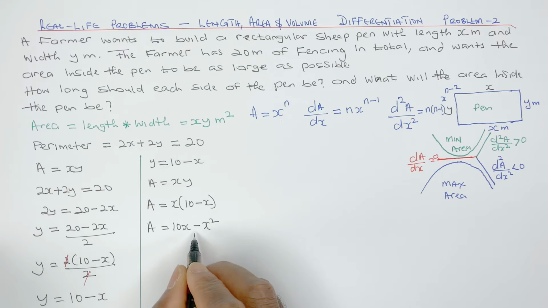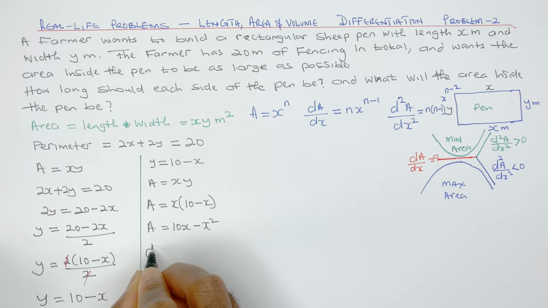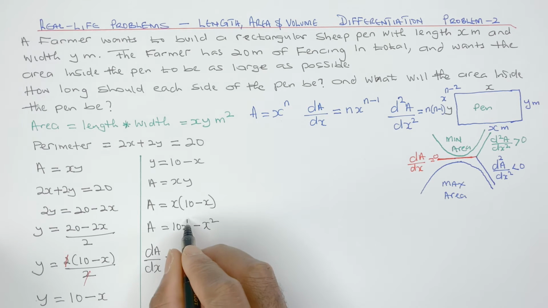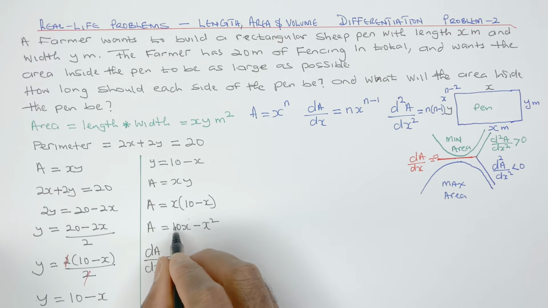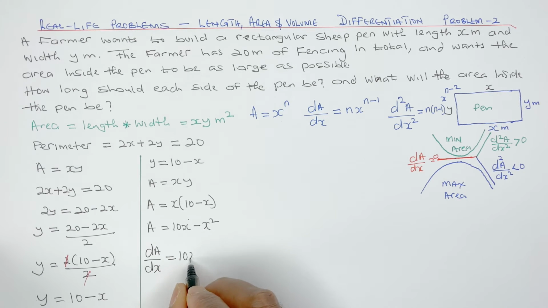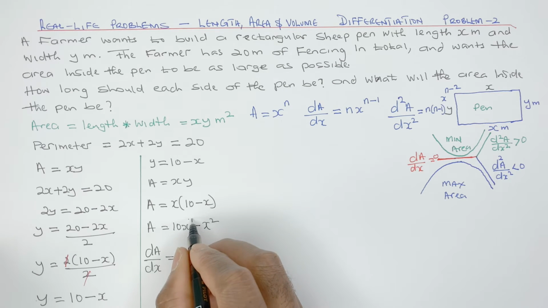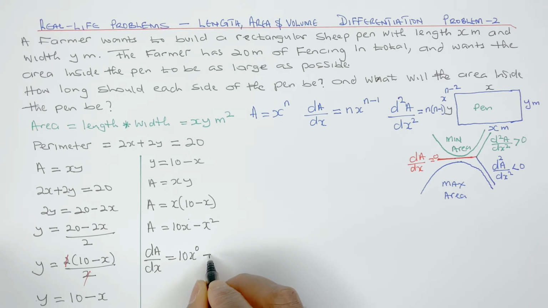So here's the function. Now we're going to apply the differential processing. So if we find dA/dx, this is to power 1. 1 times 10, that's 10. x to power 1 minus 1, 0. Minus 2 times minus 1 is minus 2. x to power 2 minus 1 is 1.